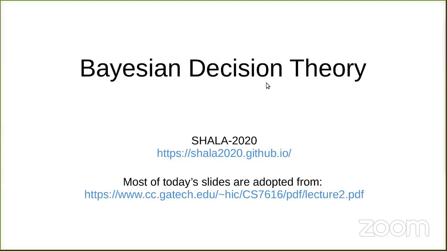So today we are going to look at Bayesian decision theory, and my name is Ankur. Bayesian decision theory is basically how we can combine probability with machine learning, and it gives us a nice theoretical background framework to look at machine learning. So let's look at today's contents.